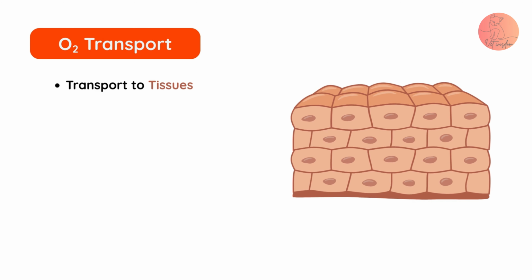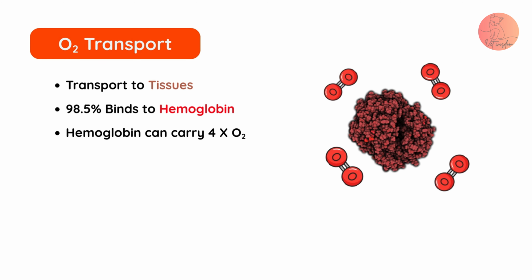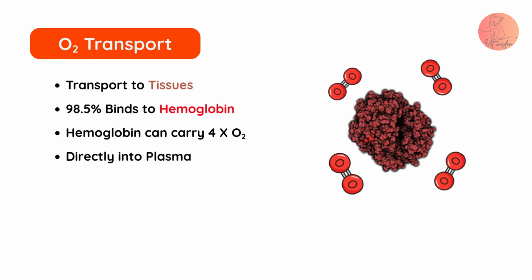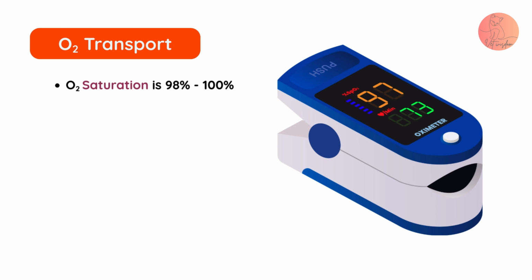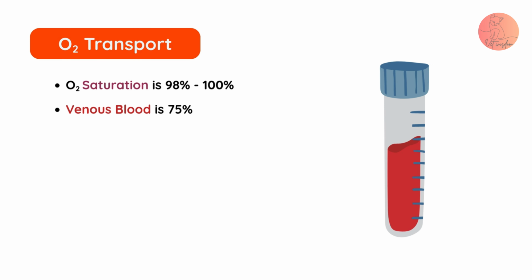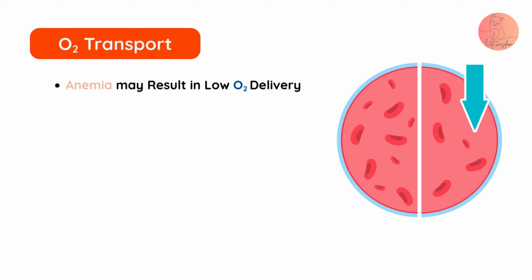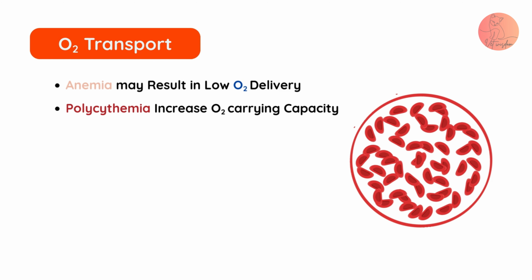Once oxygen enters the bloodstream, it needs to be transported to tissues. Most of it, about 98.5%, binds to hemoglobin in red blood cells. Each hemoglobin molecule can carry 4 oxygen molecules. Only a small portion of oxygen is dissolved directly in the plasma. In healthy animals, oxygen saturation is 98% to 100%, and in venous blood, saturation is around 75%. Anemia may result in low oxygen delivery even if saturation appears normal. On the other hand, polycythemia increases oxygen carrying capacity.